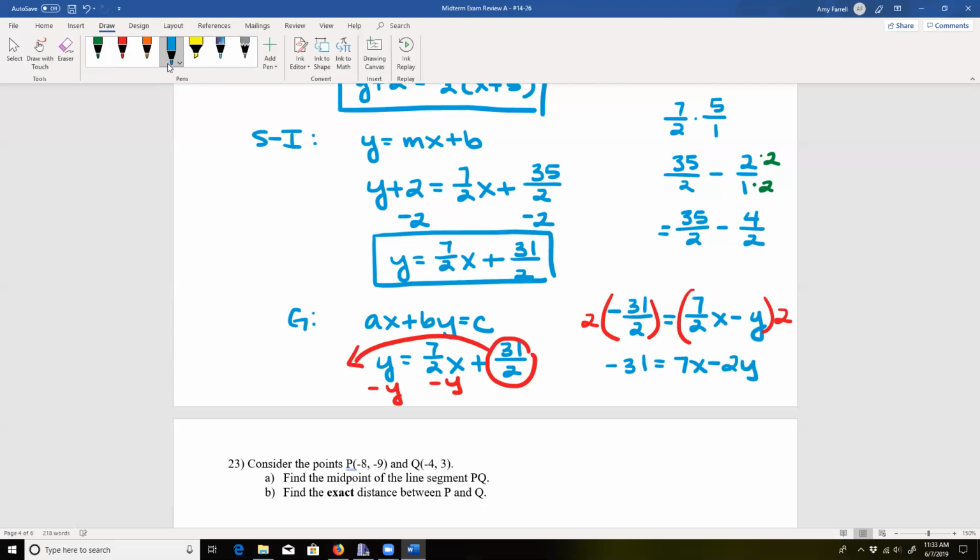Don't forget to take the 2 times the y. Sometimes students will forget that. We do distribute the 2. Lastly, if you want, again, this is not incorrect, but it's the symmetric property of equations, and we could just flip the 2 sides. So instead of the negative 31 being on the left, we can put it on the right instead. So that would be our general form.